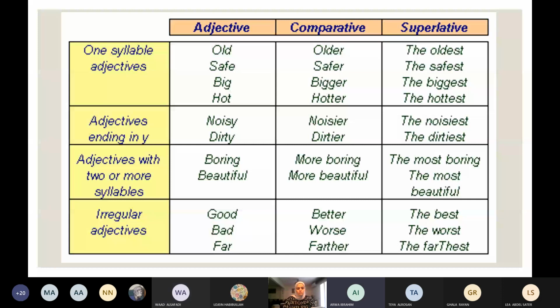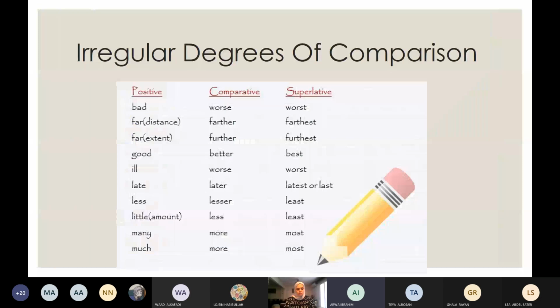Good. How will good be in the comparative? Good will be what in comparative and what in superlative? Better in comparative, and in superlative? Best, miss. Best, sorry.